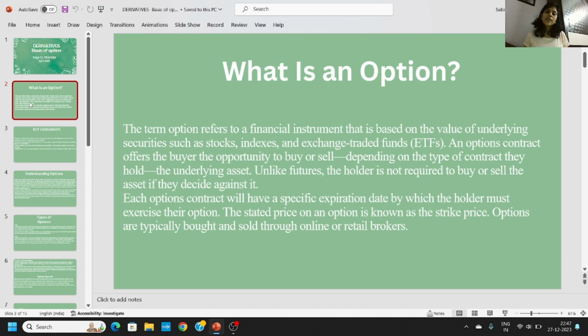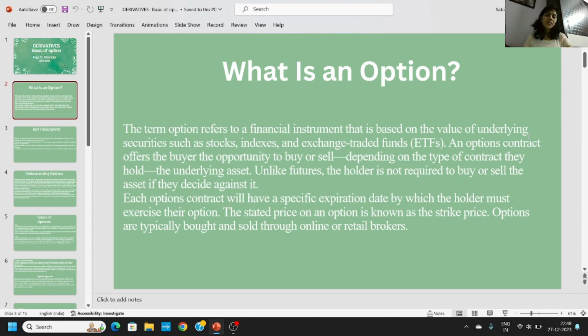The term option refers to a financial instrument that is based on the value of underlying securities such as stocks, indexes, and exchange traded funds, that is ETFs, that is gold ETF, silver ETF, Nifty ETF, Bank Nifty ETF. So an option contract offers the buyer the opportunity to buy or sell, depending on the type of contract they hold, the underlying asset. Unlike futures, the holder is not required to buy or sell the asset if they decide against it.